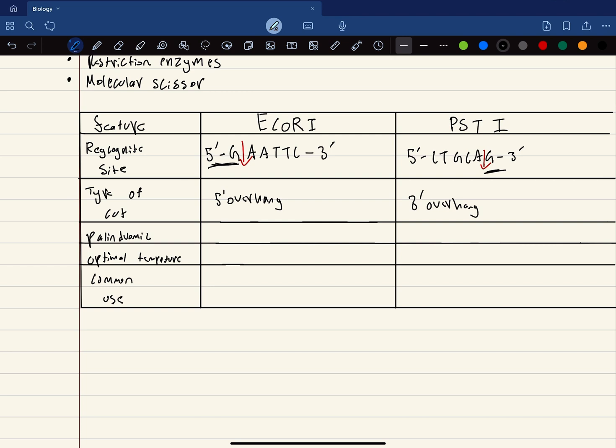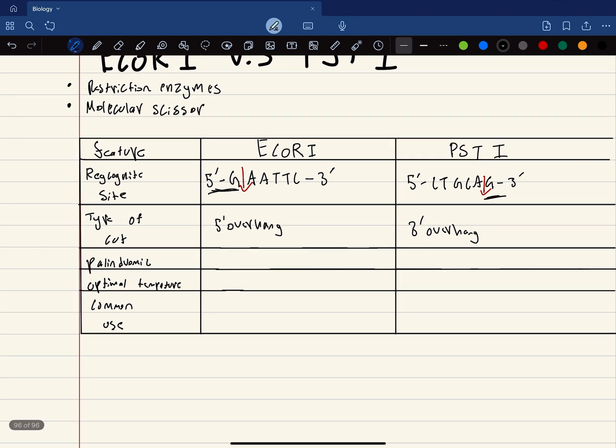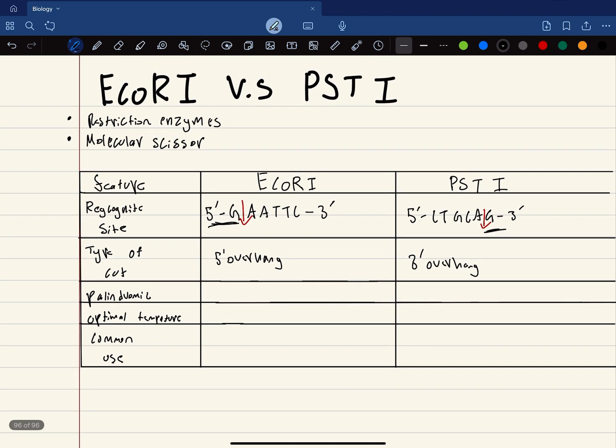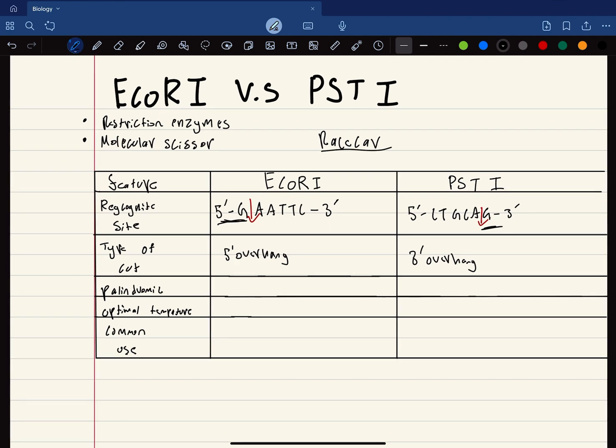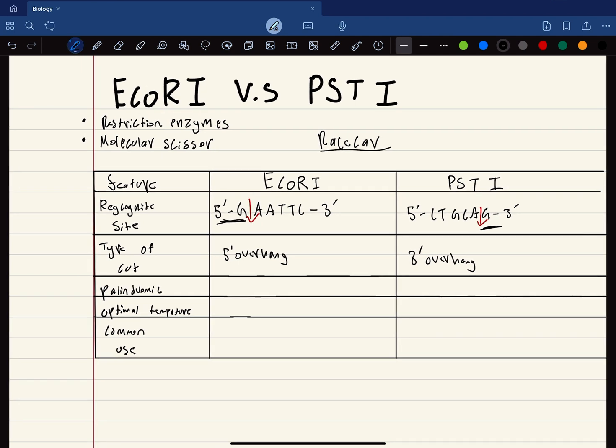So, palindromic. You might have heard the word palindrome before in English class, not my favorite class, but still. A palindrome is when something is spelled the same forward as in reverse. So for example, race car is spelled RACECAR forward, and backwards, RACECAR. So that's a palindrome, and that's how those work. These restriction enzymes cut at palindromic sequences. All restriction enzymes do that. So they are both palindromic.